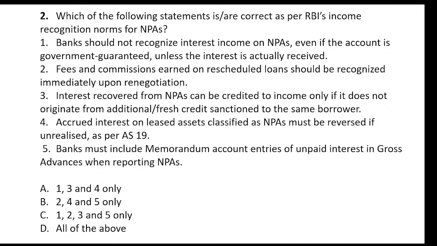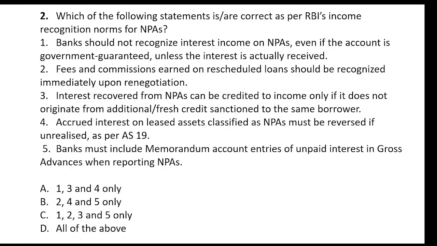Let's see why statement number 5 is incorrect. Bank must include memorandum account entries on unpaid interest in gross advances for reporting NPAs. No, interest recorded in the memorandum account should not be included in gross advances. It is for internal tracking.